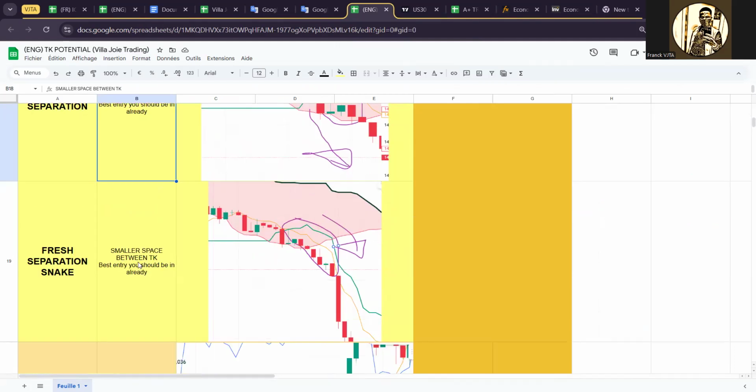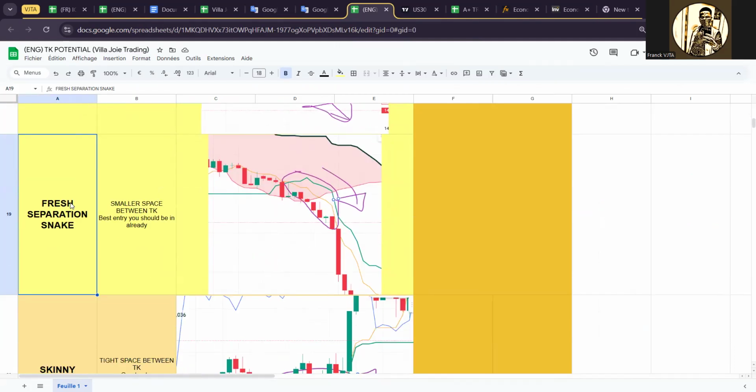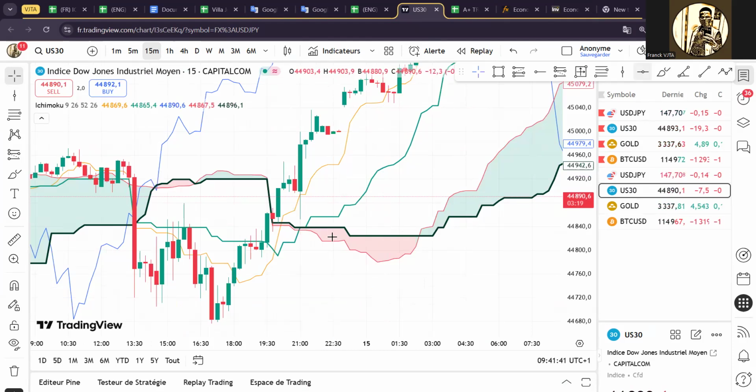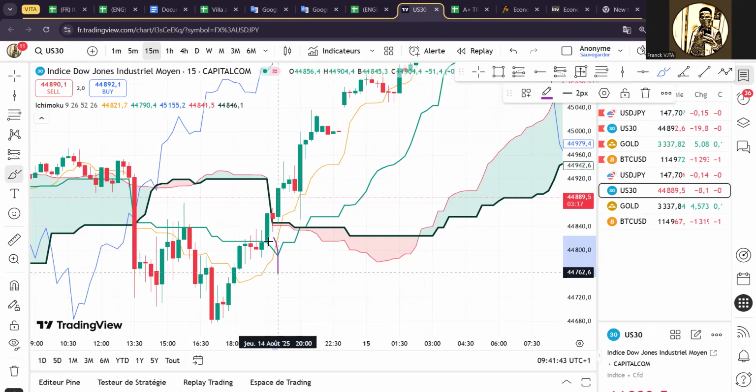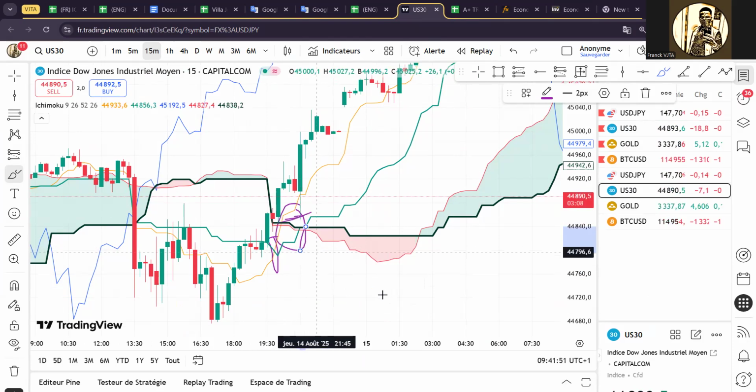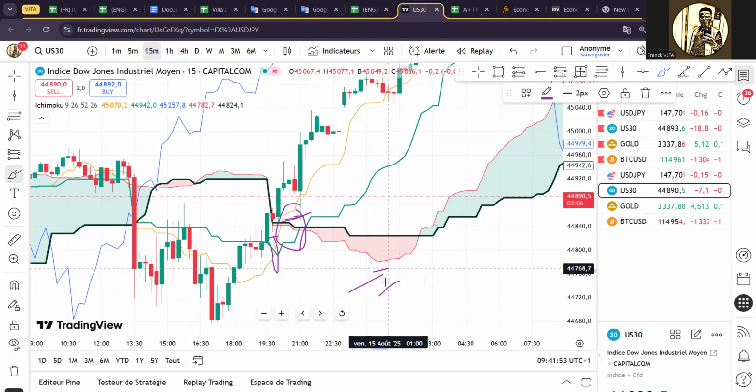Then you have fresh separation with snakes inside. Fresh separation just means there's a small space between. For example, this one: you have the first cross here, then you have fresh separation with snakes here. You see snakes: Tenkan is going to the upside, Kijun is going to the upside at the same time.